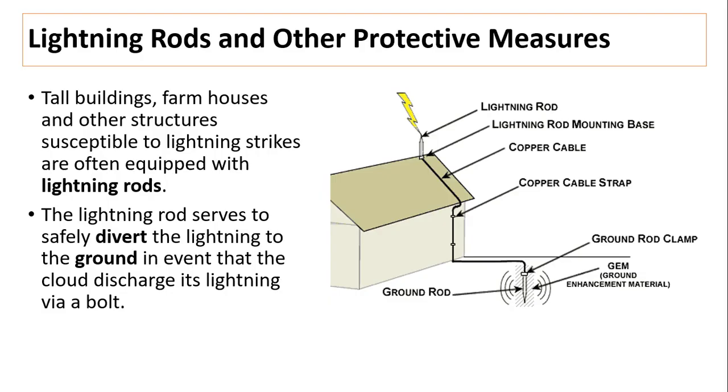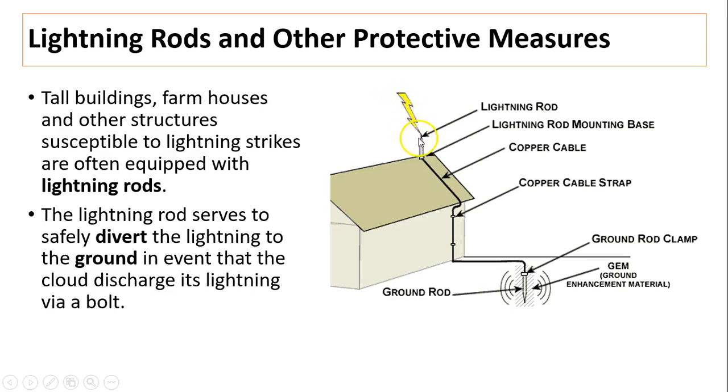So we use lightning rods to protect our homes. Tall buildings, farmhouses, and other structures susceptible to lightning strikes are often equipped with a lightning rod. A lightning rod is kind of like a sharp object. This sharp object will have a tremendous electric field around it.